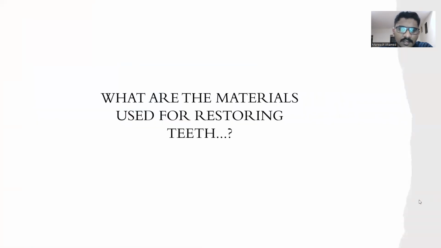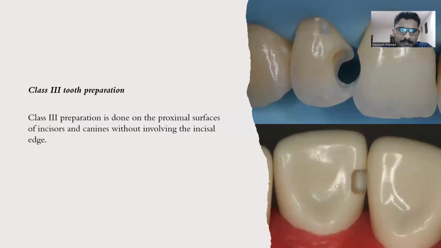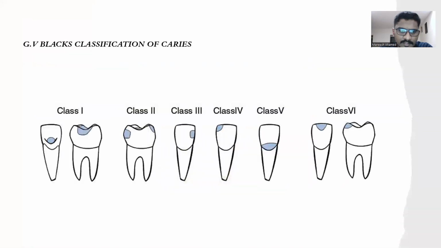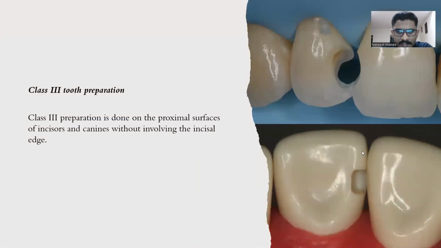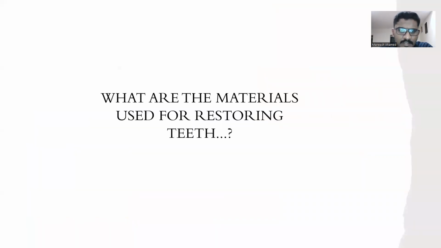So that is G.V. Black's preparation of cavity, that is class 1, class 2, class 3, class 4, class 5, and finally class 6. So far we saw the different types of cavity preparation and designs.